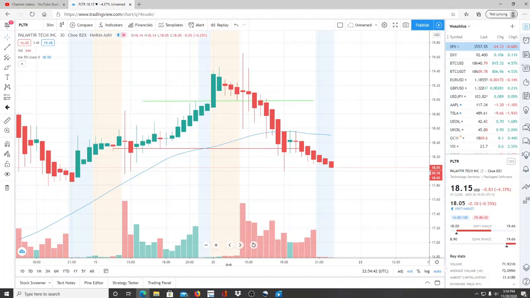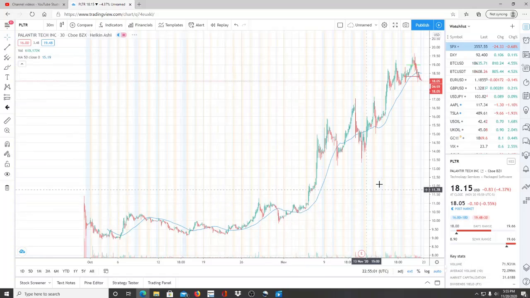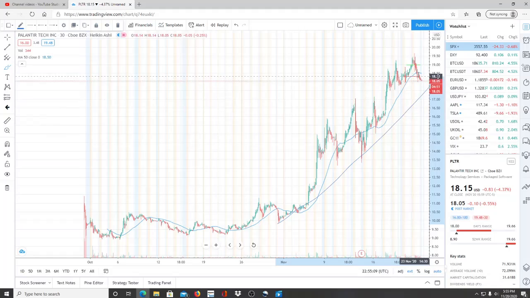So PLTR has actually broken through the 50-day moving average, broke through support, and it did break through the resistance, but it only lasted for a few hours. Now, when we look at this zoomed out, it's still in an upward direction. It's been on its way down slightly, but you could still see that this is working its way up to newer highs and continuing that direction.